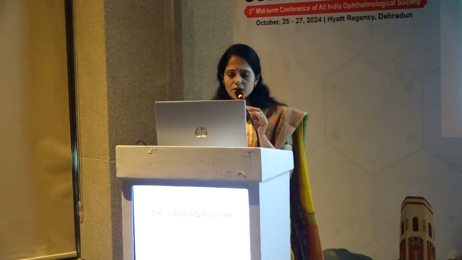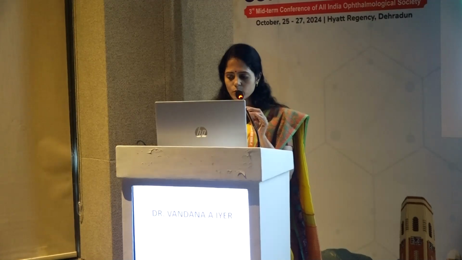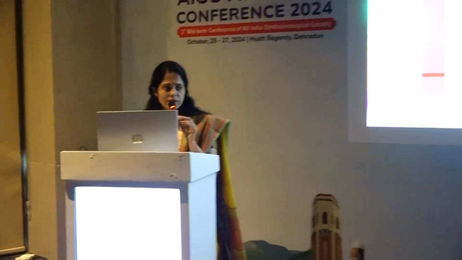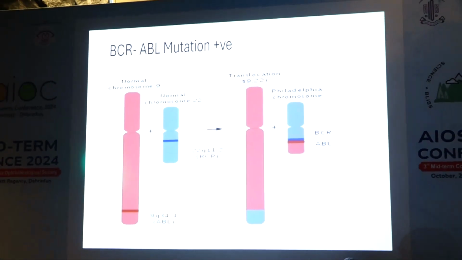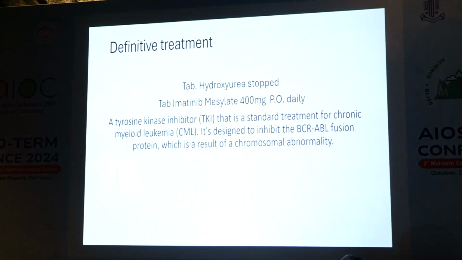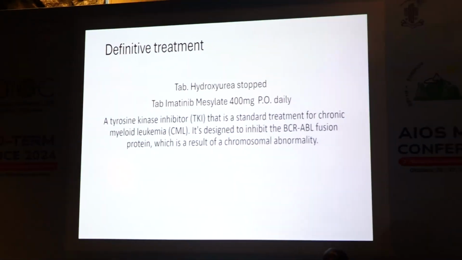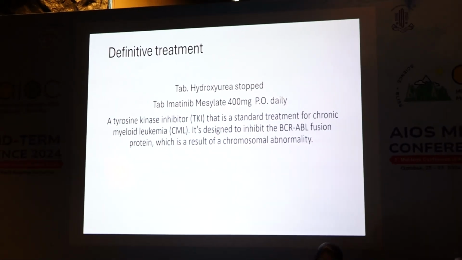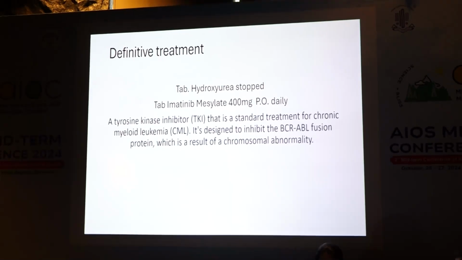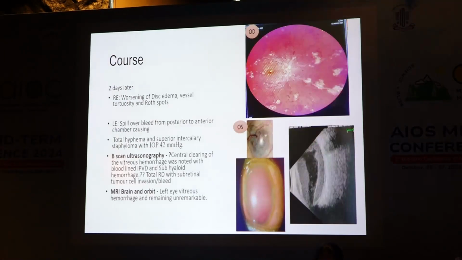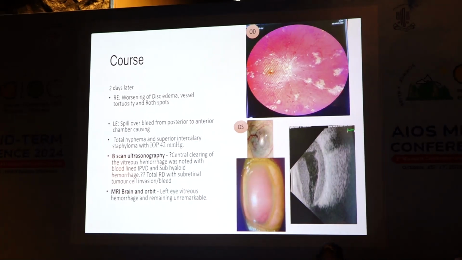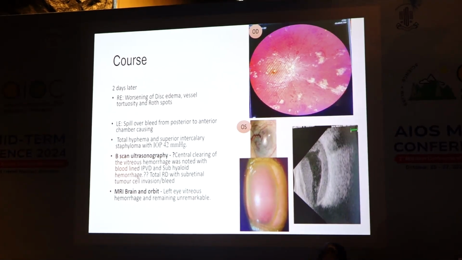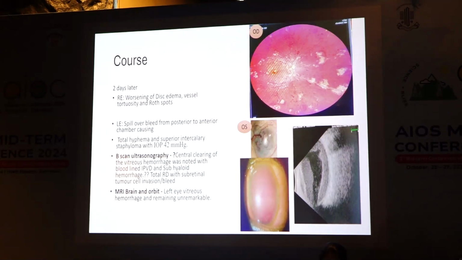Empirical treatment was started with tablet hydroxyurea with febuxostat. Further investigation with RT-PCR revealed BCR-ABL mutation positive, that is, Philadelphia chromosome positive. Definitive treatment was started with imatinib mesylate tablet, and hydroxyurea was stopped. We expected the patient to improve, but 2 days later the patient had worsened and the right eye was looking more aggressive with worsening of disc edema and Roth spots.